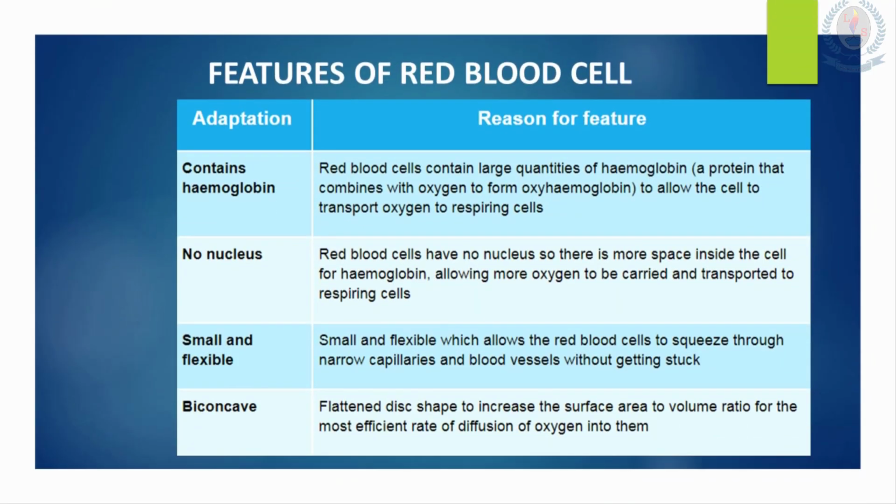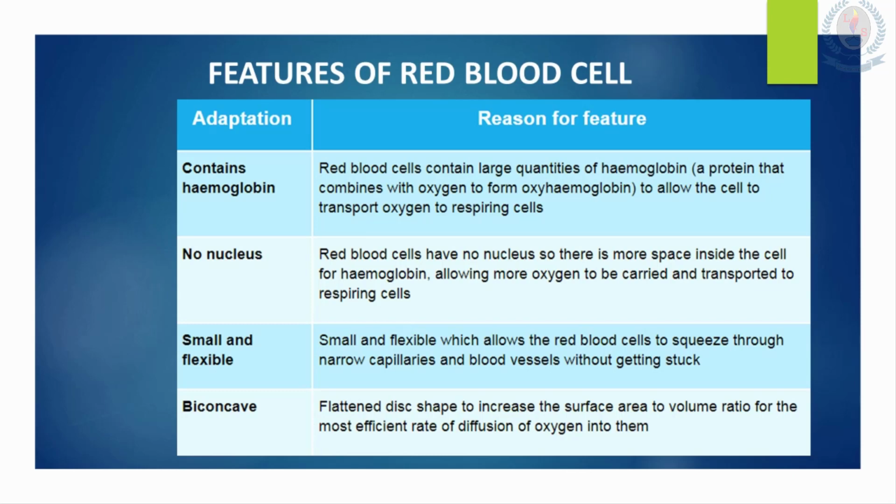Now let's see the features of the red blood cell. As I told you, red blood cells contain hemoglobin. They have large quantities of hemoglobin, which is a protein that can combine with oxygen to form oxyhemoglobin. They have no nucleus, which means more space inside the cell is given to bind more oxygen molecules.